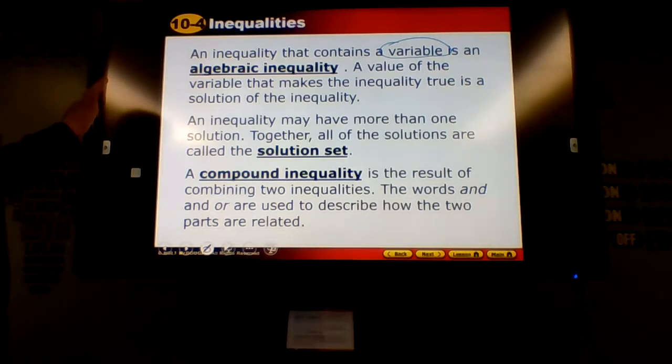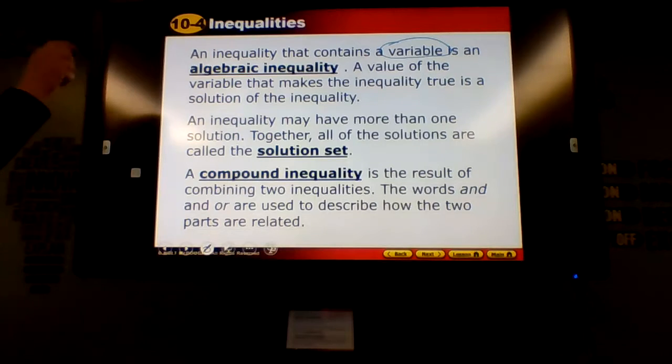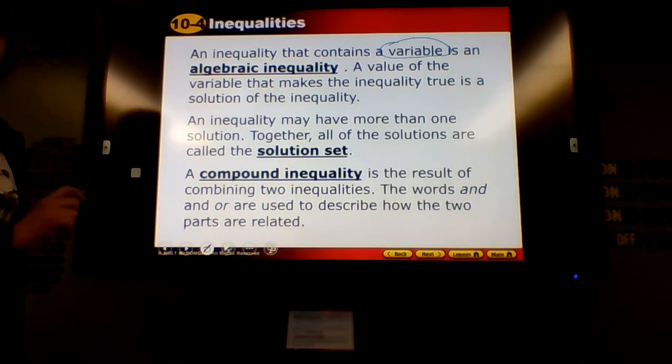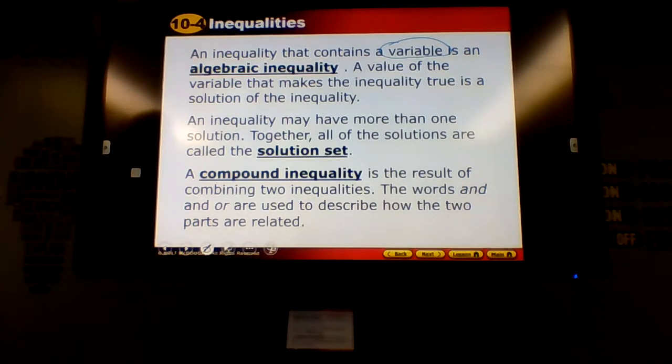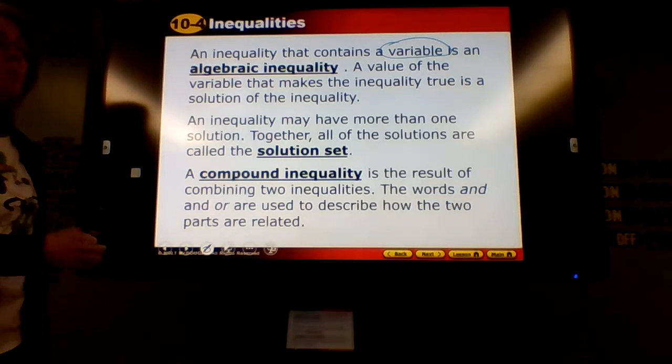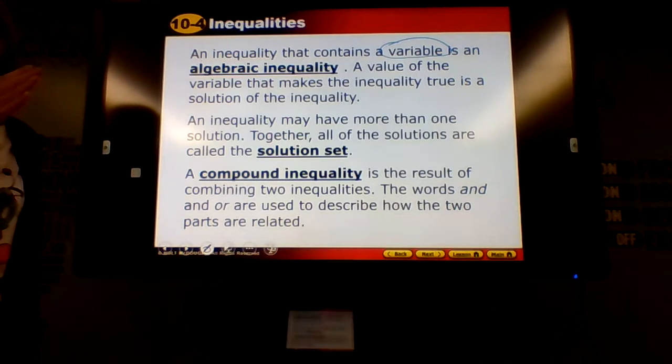We've done that before too. We've plugged in numbers. Is that true? Yes, it is. So that's a solution. It's the same thing with inequalities. An inequality may have more than one solution. Together, all the solutions are called the solution set. Because if you have x is greater than 3, that's not just one number that's the solution anymore.